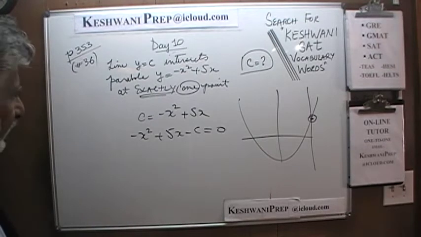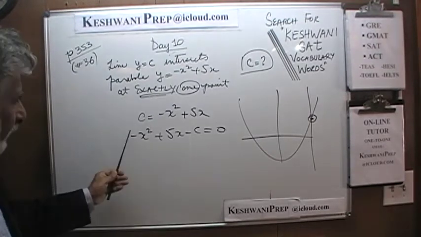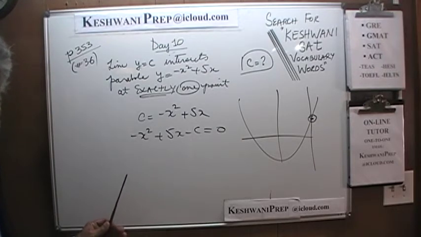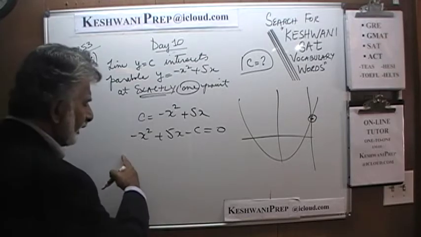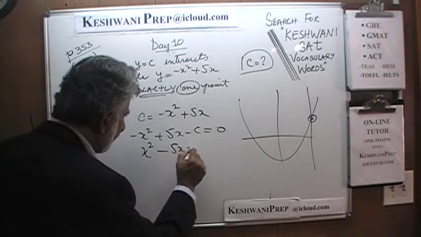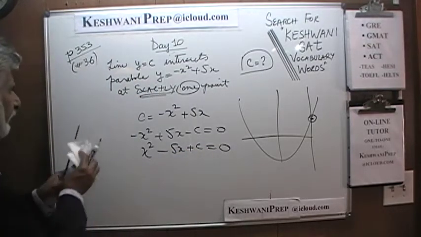Sometimes I end up explaining too much and I do this over and over again. Just multiply the entire equation by negative 1, because I don't like this negative in front of x squared. That's not a typical standard form of a quadratic equation. So if we multiply the entire equation by negative 1, we'll end up with x squared minus 5x plus c equals 0. Now we have to pick up our story from the top.